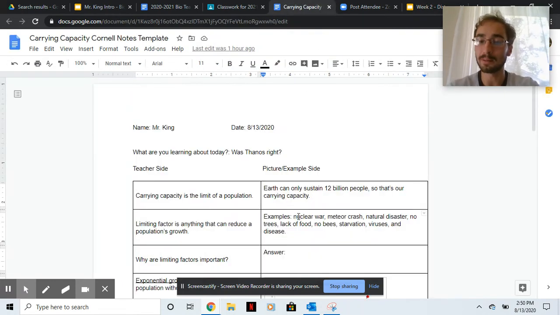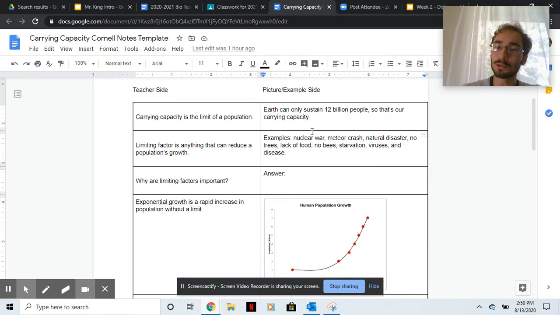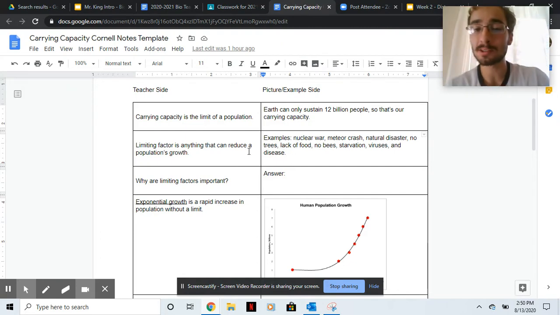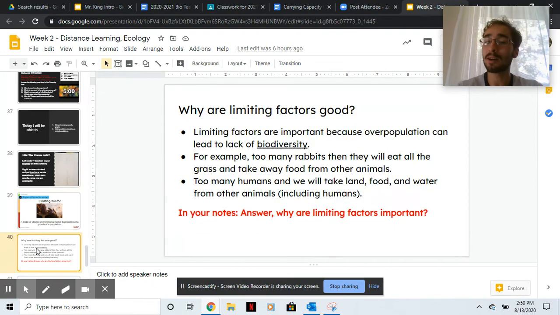Here is what my fourth grader came up with. It was pretty much an exhaustive list. Nuclear war, meteor crash, natural disaster, no trees, lack of food, no bees, starvation, viruses, disease. These are all limiting factors because they stop any human, animal, or plant population from becoming overpopulated. And then the next question is, why are limiting factors good?